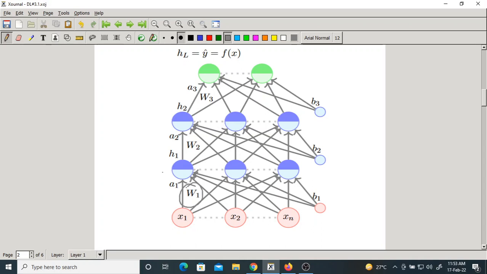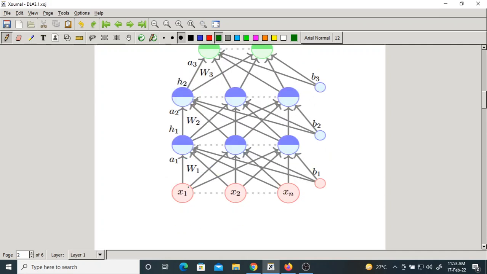W1 is a connection between the input layer and the first hidden layer. What is W2? It is a connection between the first hidden layer and the second hidden layer. What is W3? It is a connection between the second hidden layer and the output layer. Now what are they? They are simply weights.